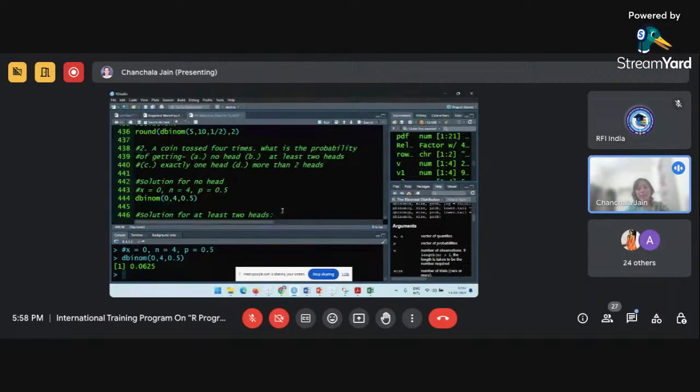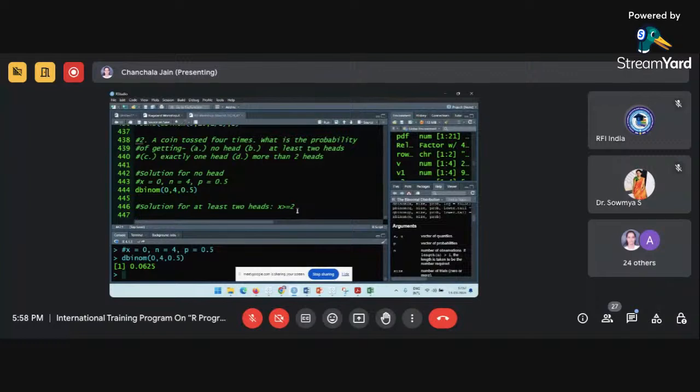Now we will move to the second. Solution for at least 2 heads. At least means minimum 2. Maximum can be up to 4 as well, because we are tossing a coin 4 times, right? So that means we are looking for X greater than or equal to 2, up to 4, right?